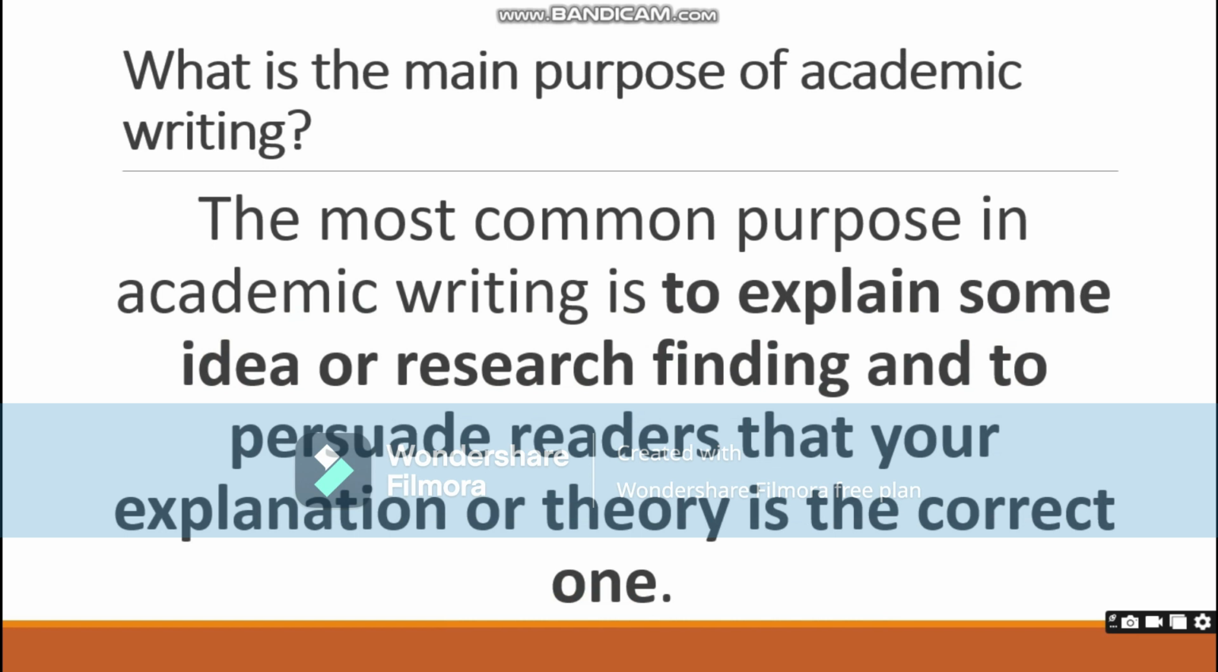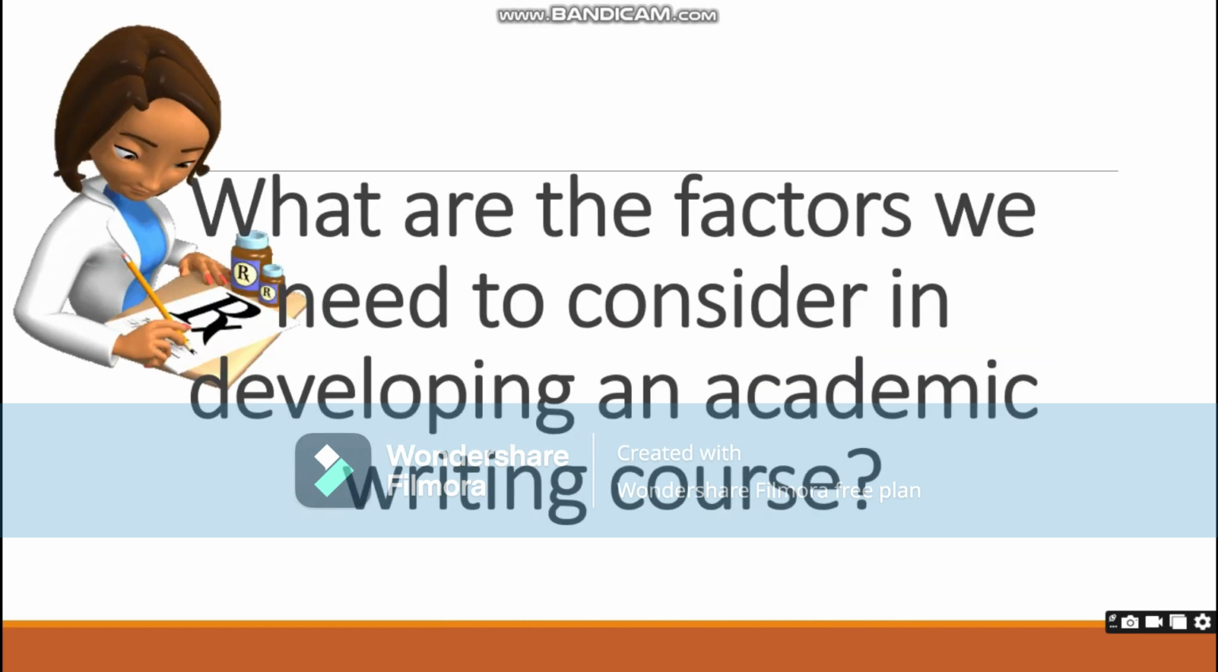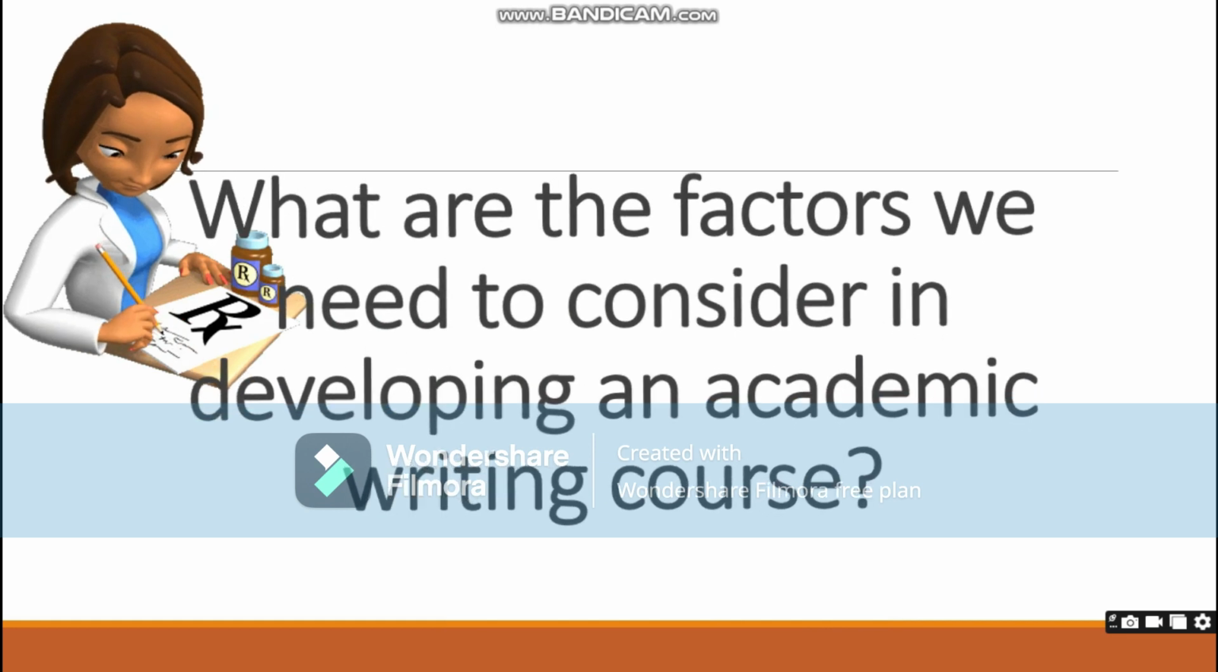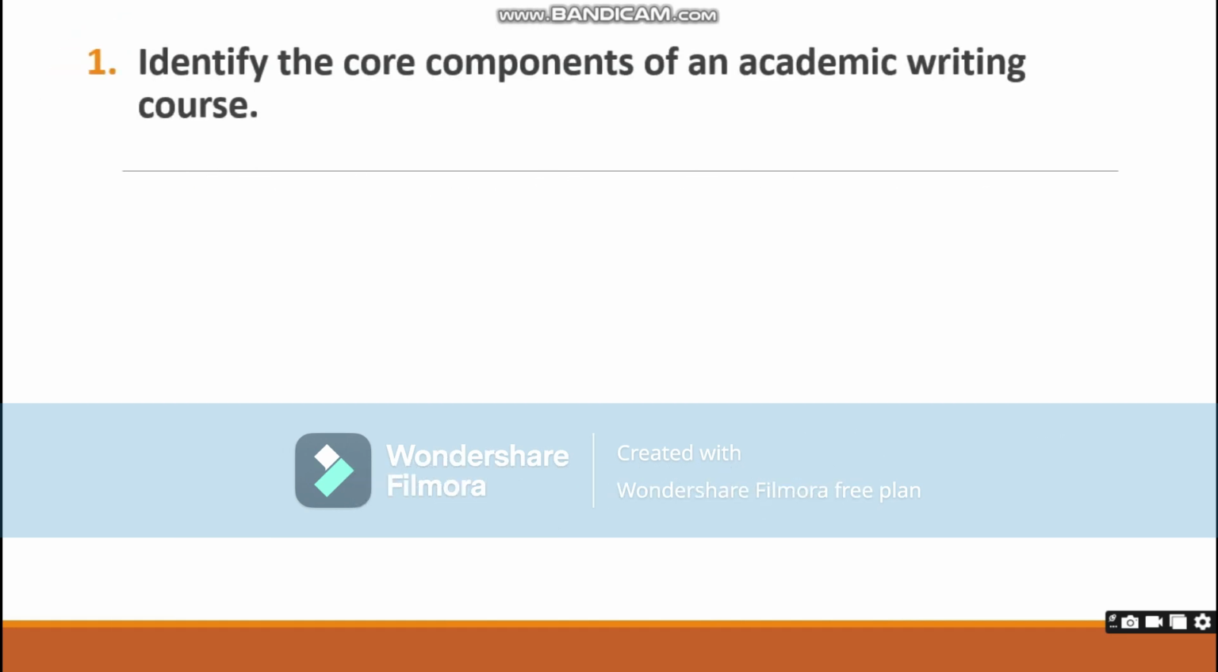And now, if we are going to create or develop an academic writing course, what are the factors we need to consider in developing an academic writing course? Number one, identify the core components of an academic writing course. What are the components of academic writing? In English academic writing, there are three main parts of academic essays and research papers.